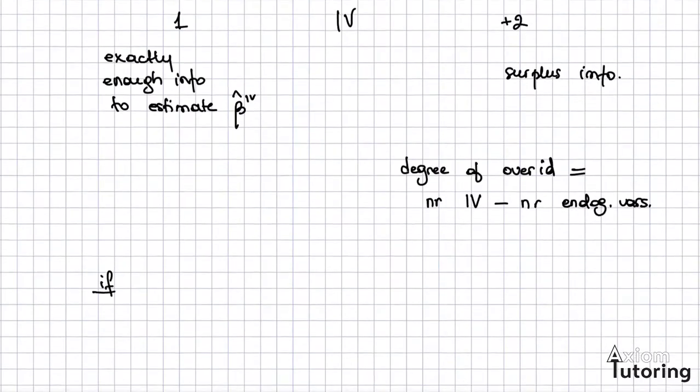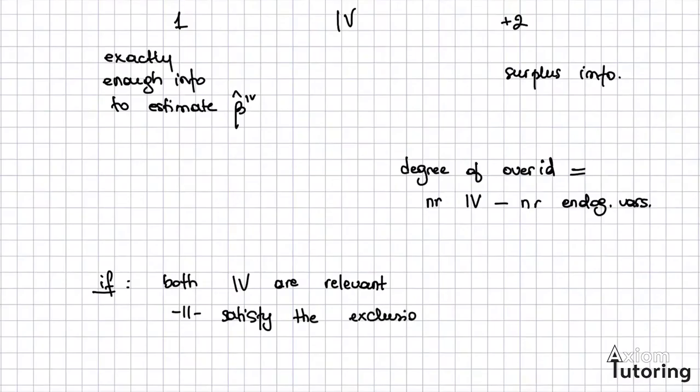So let's add the ifs as well. If both instruments are relevant, and if both satisfy the exclusion restriction.